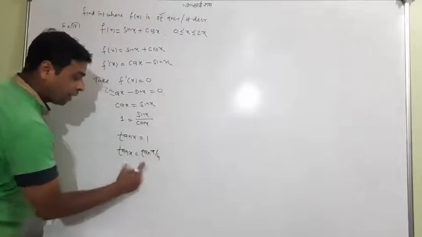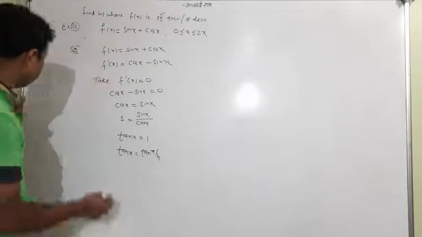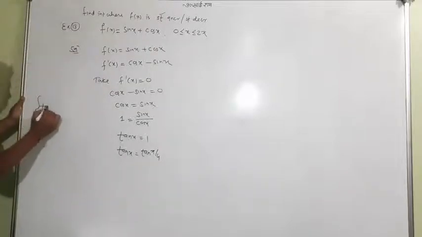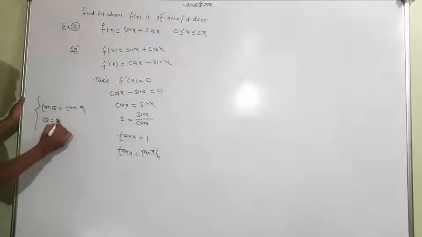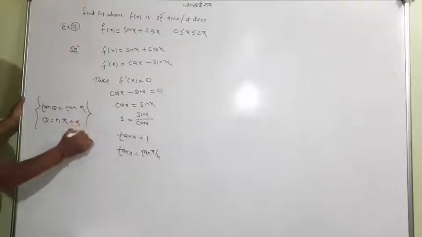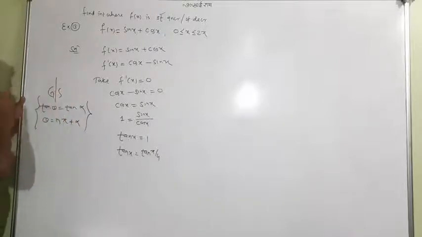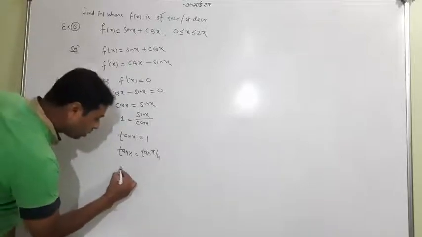And after this, I'll use the general solution. What did I make you write as the general solution? Tan theta is equal to tan alpha, theta is equal to n pi plus alpha. This is the general solution. So I use the general solution here.